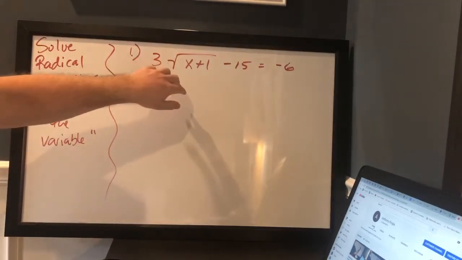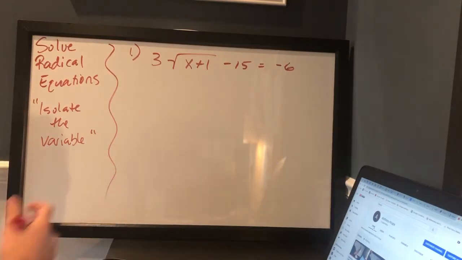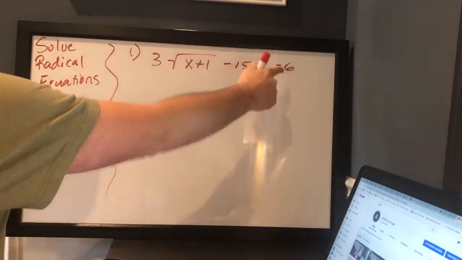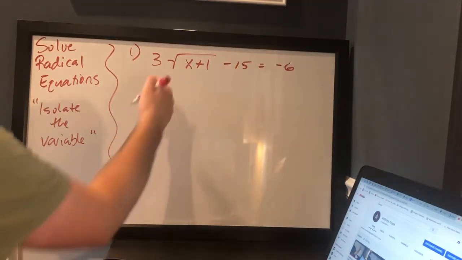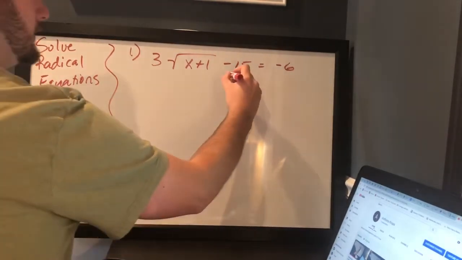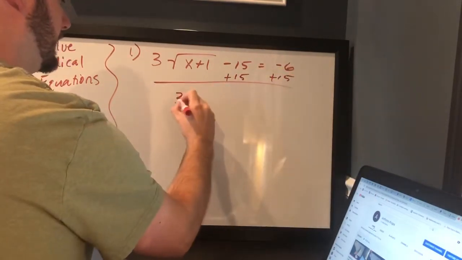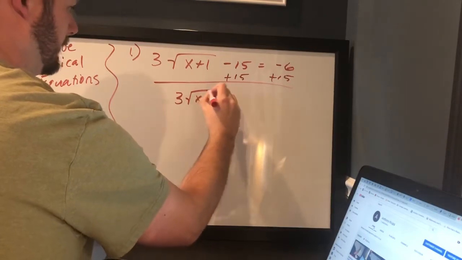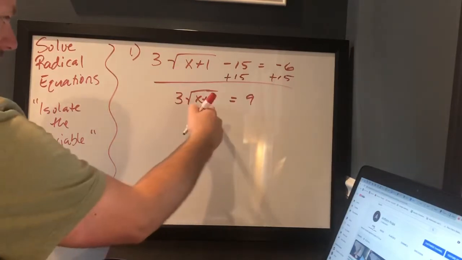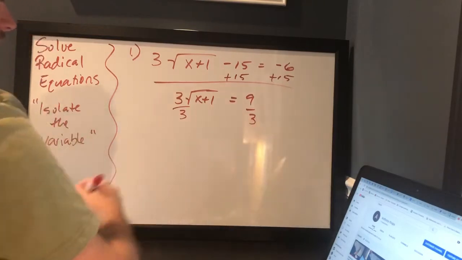All right, so when we're solving a radical equation, you just treat the radical as one variable, right? So think of this as being 3x minus 15 equals negative 6. Well, what would we do if it were just 3x minus 15 equals negative 6? The first thing we would do is add 15 to both sides. Now we've got 3 times the square root of x plus 1 equals 9. If it were 3x equals 9, what would you do? We would divide by 3. So let's do that same process.